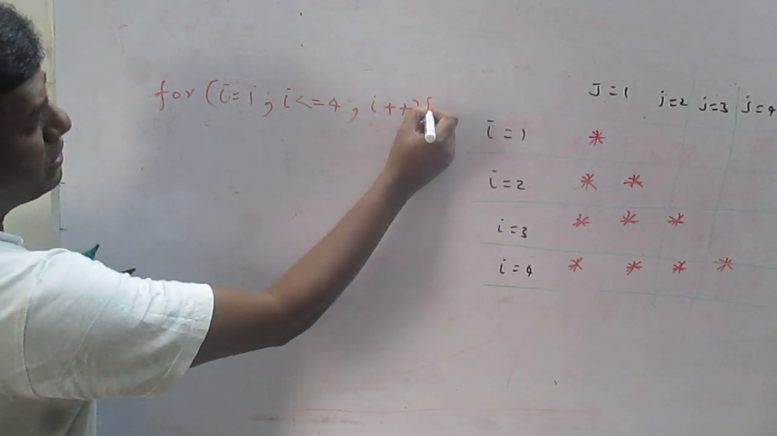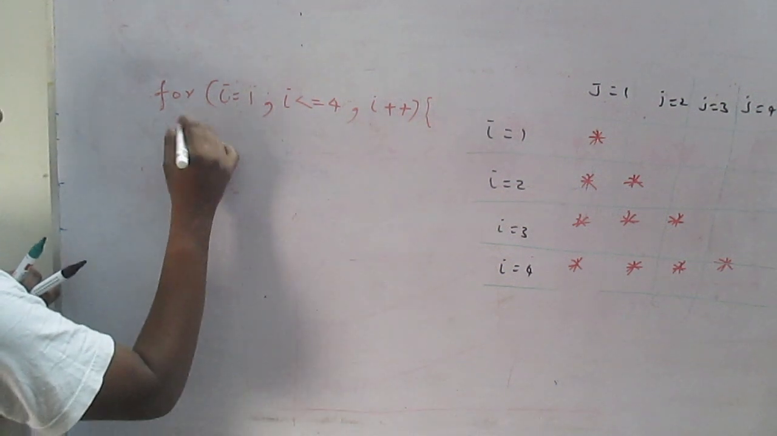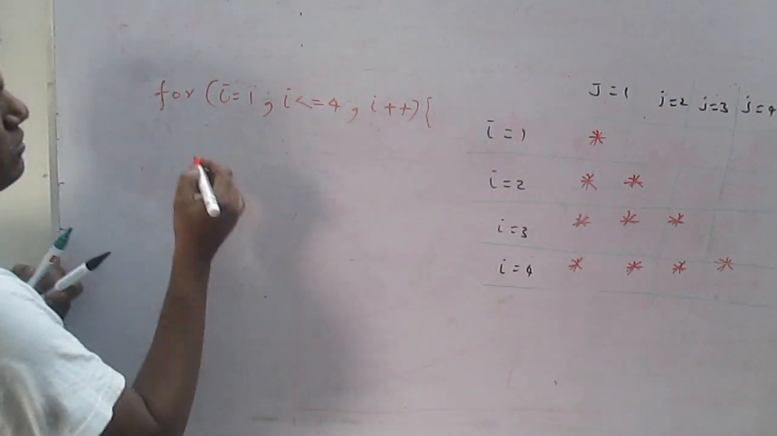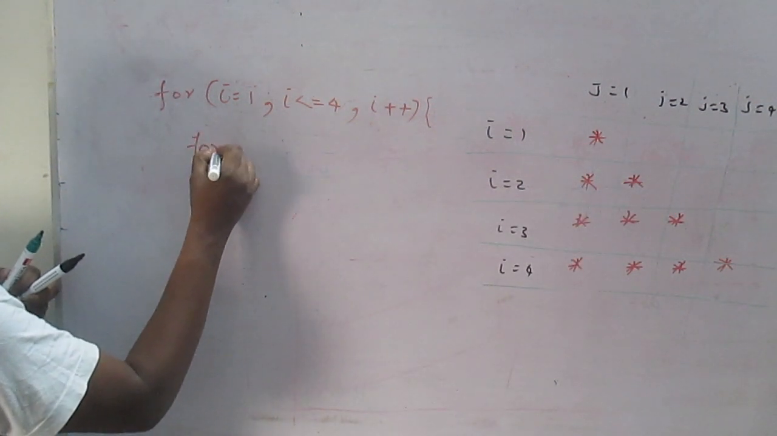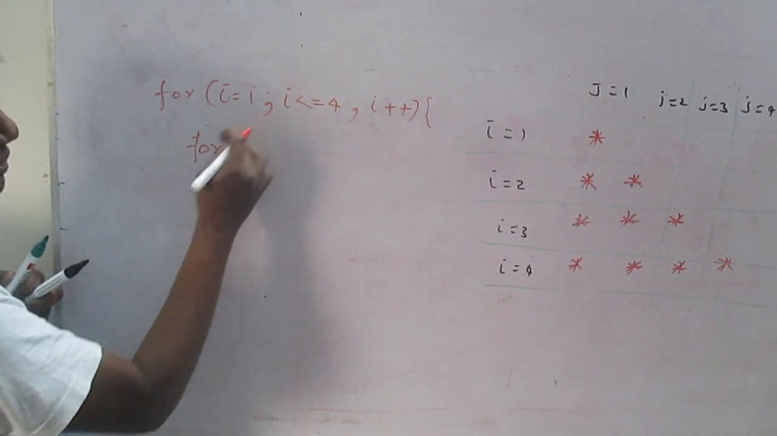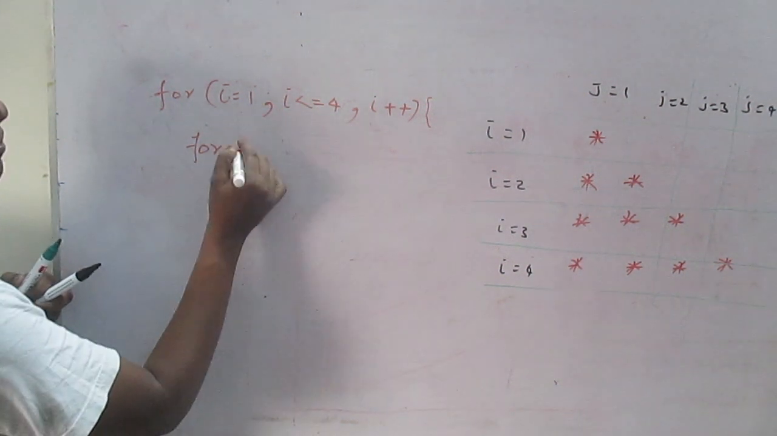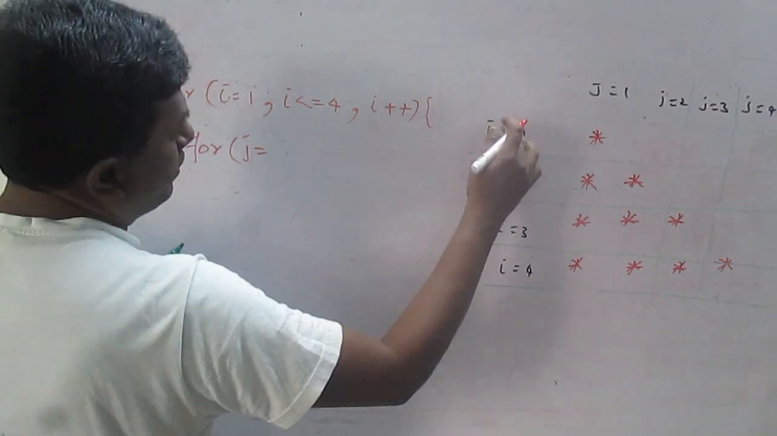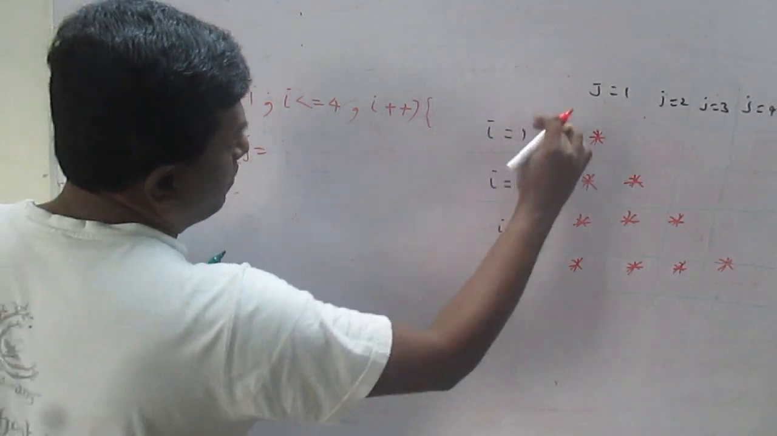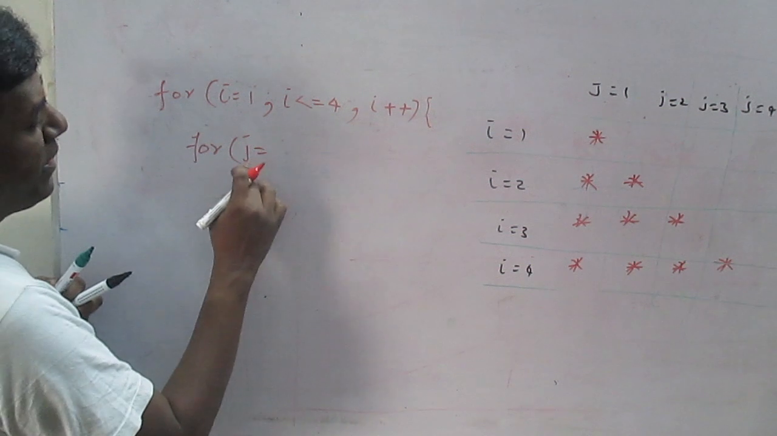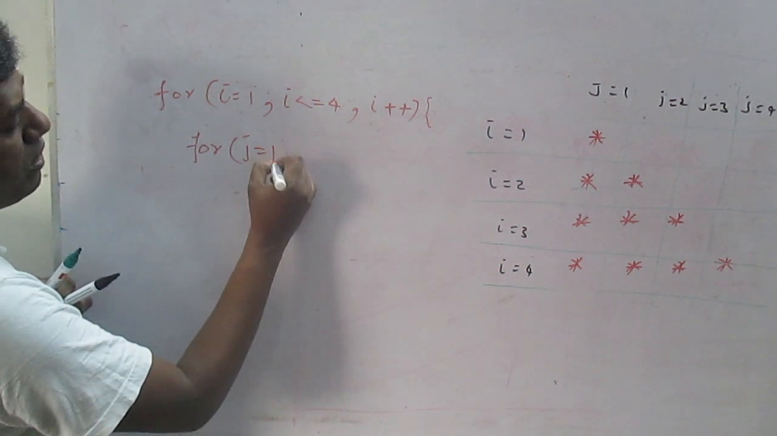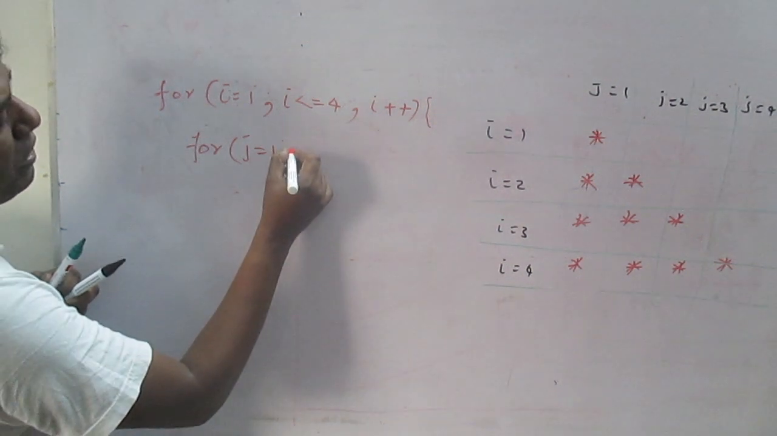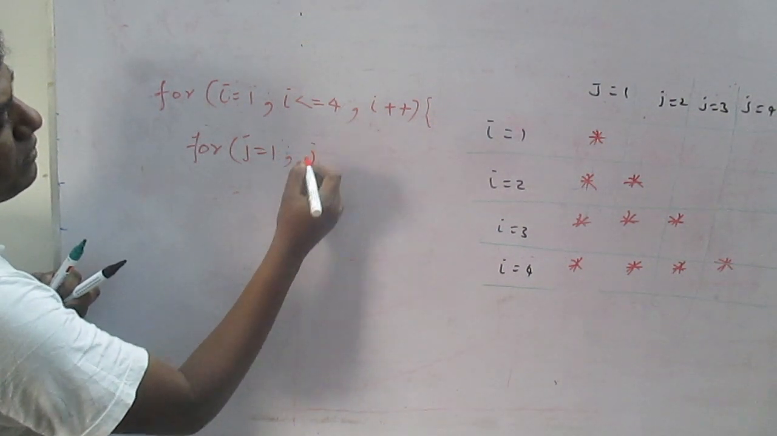Then within this we have to write another for loop. Two for loops are required to get this pattern. Once the condition is true, it comes into the next for loop. The next for loop is based on j. Now this rows part is over, now the column. The column also starts with 1, j is 1.